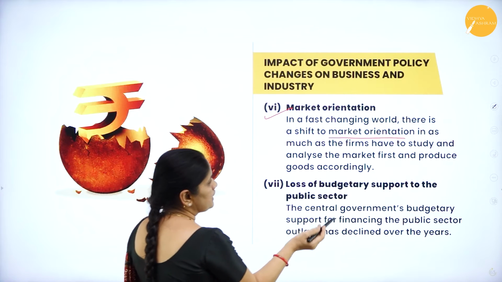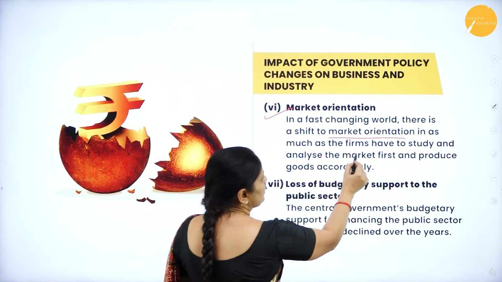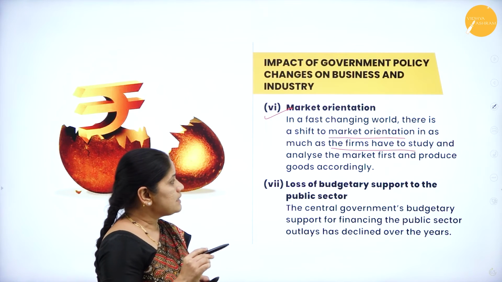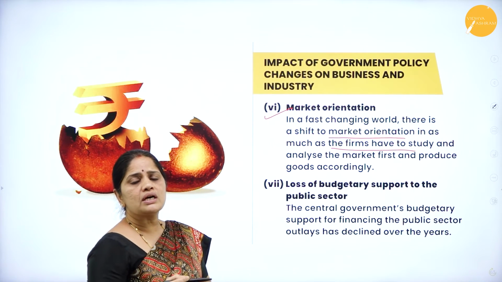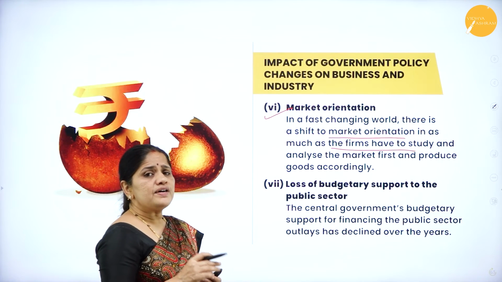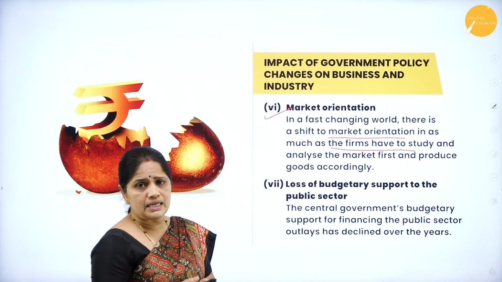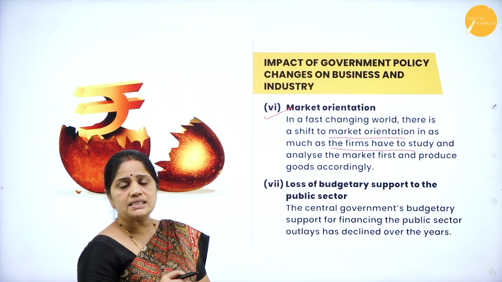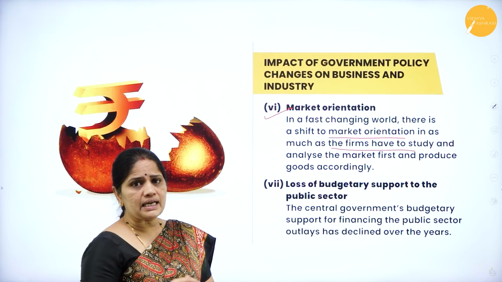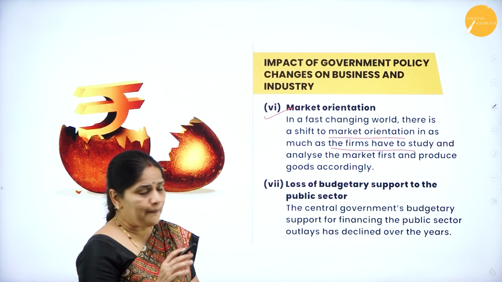What is this market orientation? In market orientation, the firms have to study and analyze the market first and then produce the goods accordingly. As per market orientation, first you find out the need of the consumer, the consumer's tastes and preferences, and then you produce the product and see that the consumer is satisfied with your product.